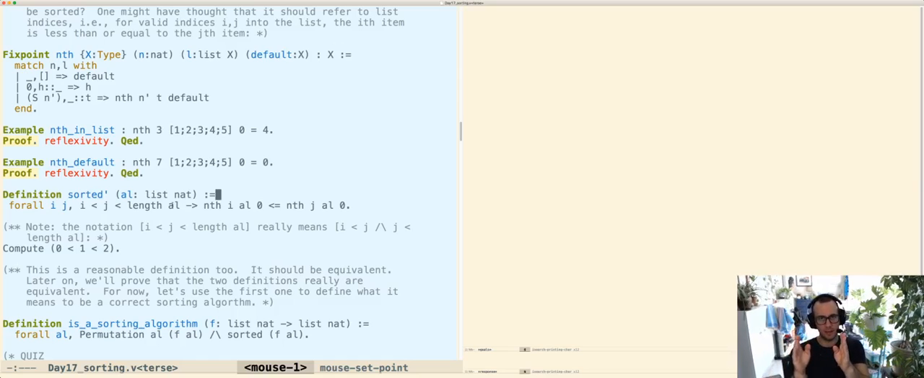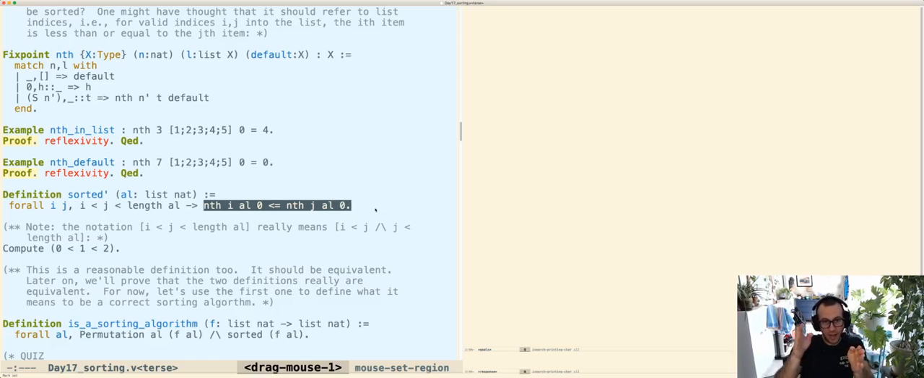Pick two indices into the list, one before the other, and neither of them over the end of the list, right? That's what this little i less than j less than length al means. And if I look up the ith index and I look up the jth index, the value at the ith index should be less than or equal to the value at the jth index.